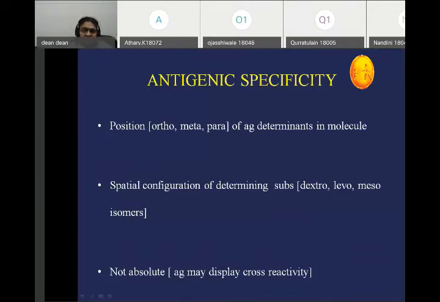Now, what is antigenic specificity? Position of antigenic determinant in a molecule will determine antigenic specificity. So if the antigenic determinant position is changed, the antigenic specificity is changed. Also, when there is change in the configuration of antigenic determinant, isomers like dextro, levo, or meso isomers will show different types of antigenic specificity.